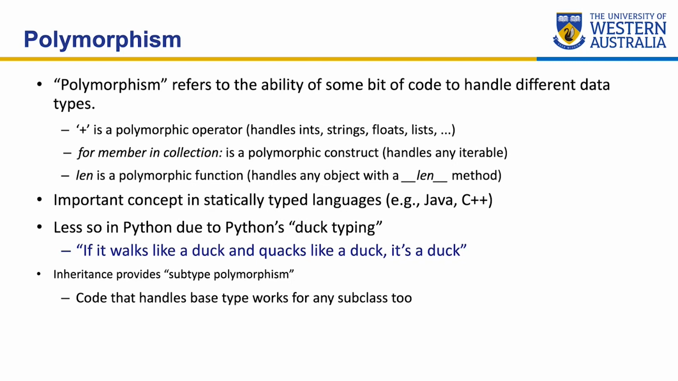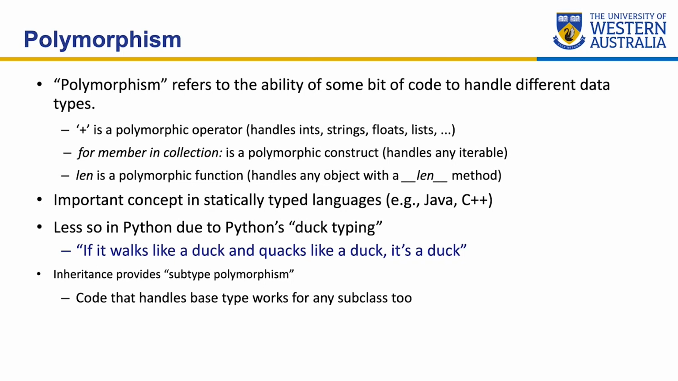For member in collection is a polymorphic construct because it can handle any iterable. So the collection can be a list, tuple, dictionary, sets, and any other iterable objects, right? Len is a polymorphic function because it handles any object with a len method defined. So len can be used on a string, len can be used on a list, tuples, etc. Right? So all of these are doing something, whether it's an operator or in a collection or as a function. It takes in multiple data types and is able to process them.